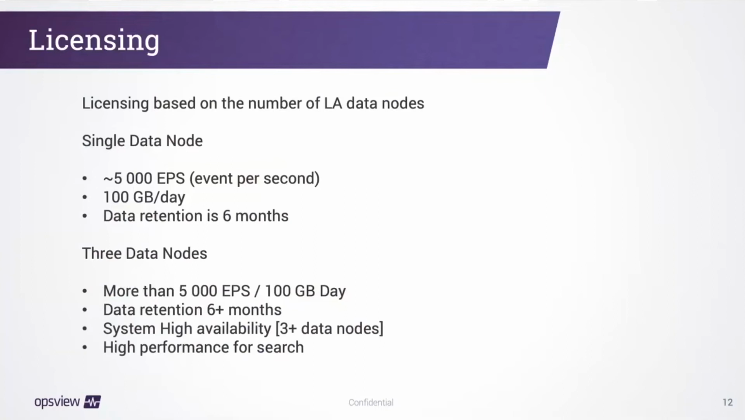If you do need to scale that a bit further, then you jump up to 3 nodes rather than 2, and that will give you proper high availability as well as scalability. You can see there with the stats, we're jumping from up to 5,000 events per second to more than that, and more than 100 gigabytes per day, and keeping data for at least 6 months. Many customers keep data for a lot longer than that, with the availability and also improved performance as well.